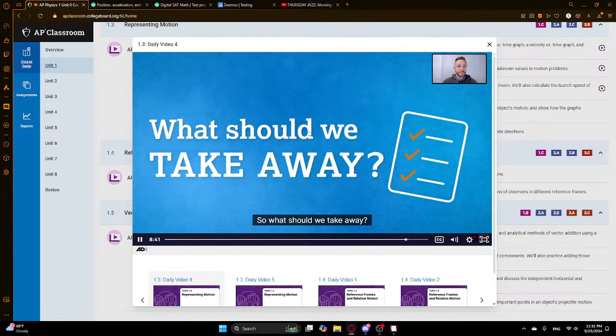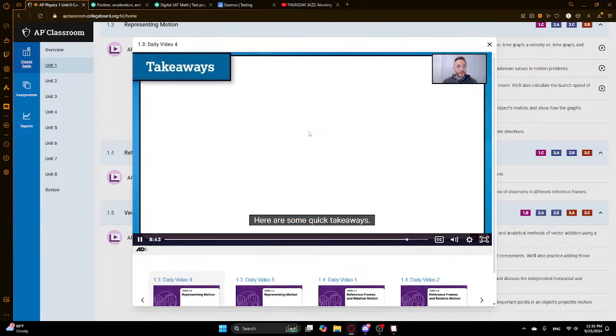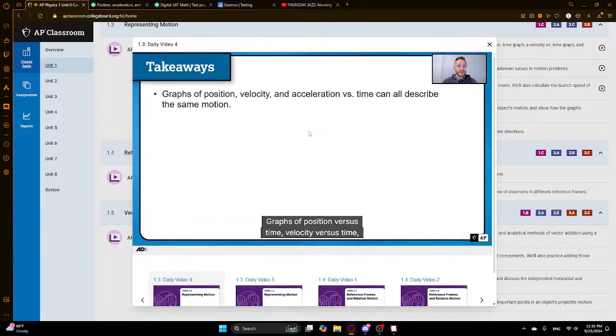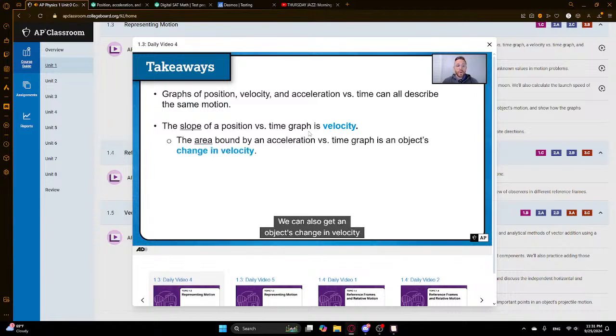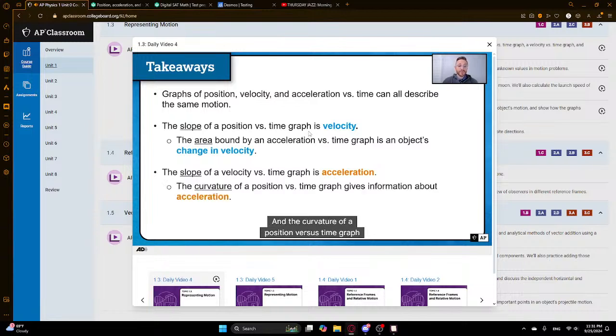So what should we take away? Here are some quick takeaways. Graphs of position versus time, velocity versus time, and acceleration versus time can all describe the same motion. The slope of a position versus time graph is velocity. We can also get an object's change in velocity from the area underneath an acceleration versus time graph. The slope of a velocity versus time graph is acceleration, and the curvature of a position versus time graph will also give us information about acceleration. And the area underneath a velocity versus time graph tells me an object's change in position.